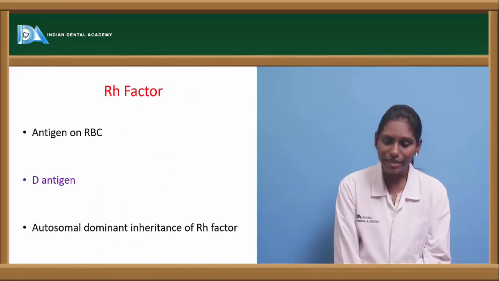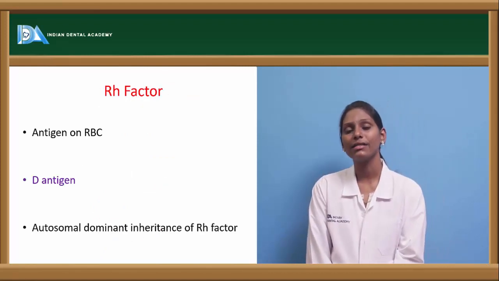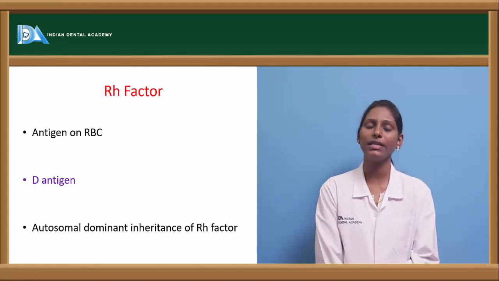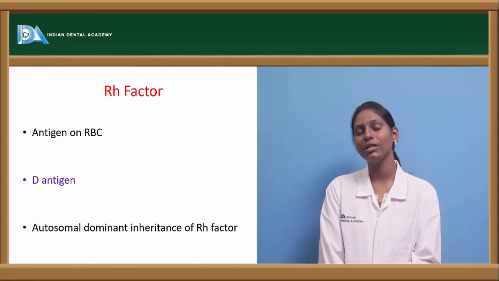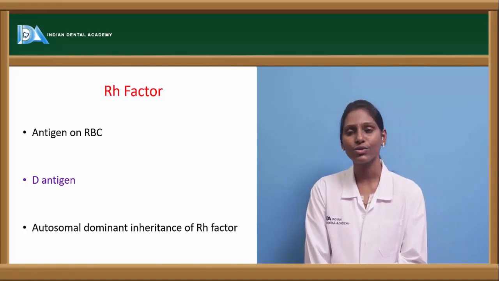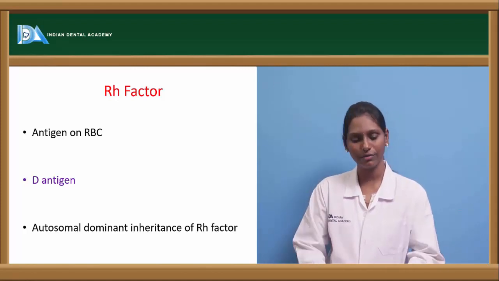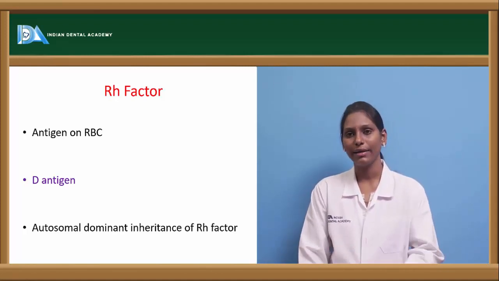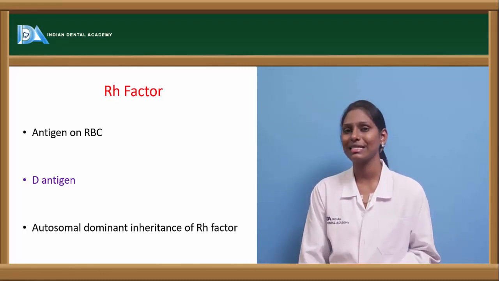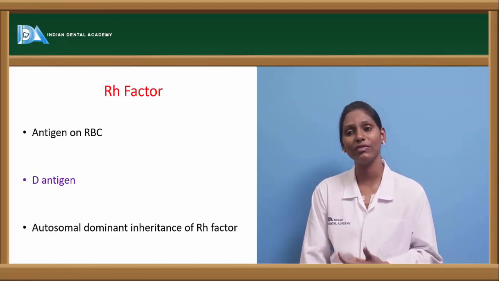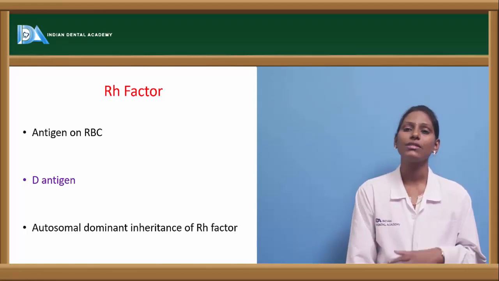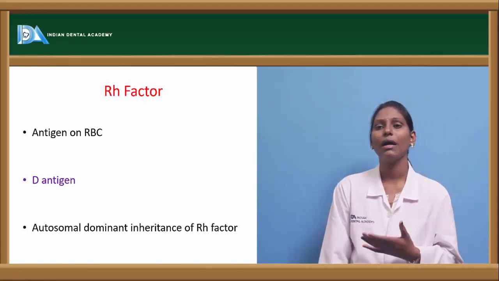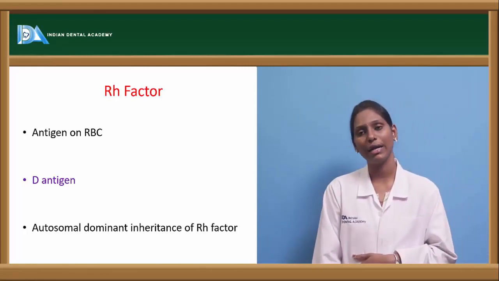Now coming to RH factor. RH factor is another grouping system where we have the RH antigen present on the RBC, and there is no corresponding antibody. We don't have anti-RH. RH factor is also called D antigen. We don't have anti-D within the serum. It is acquired by an autosomal dominant inheritance of RH factor.